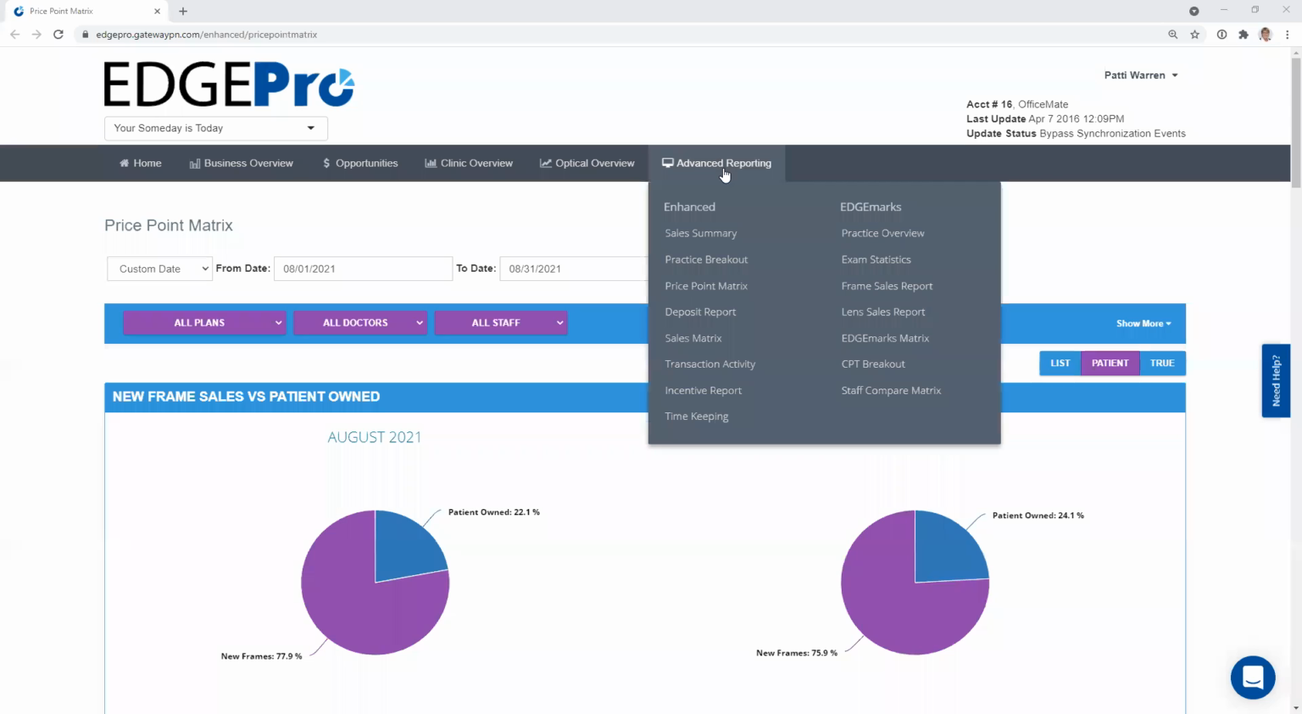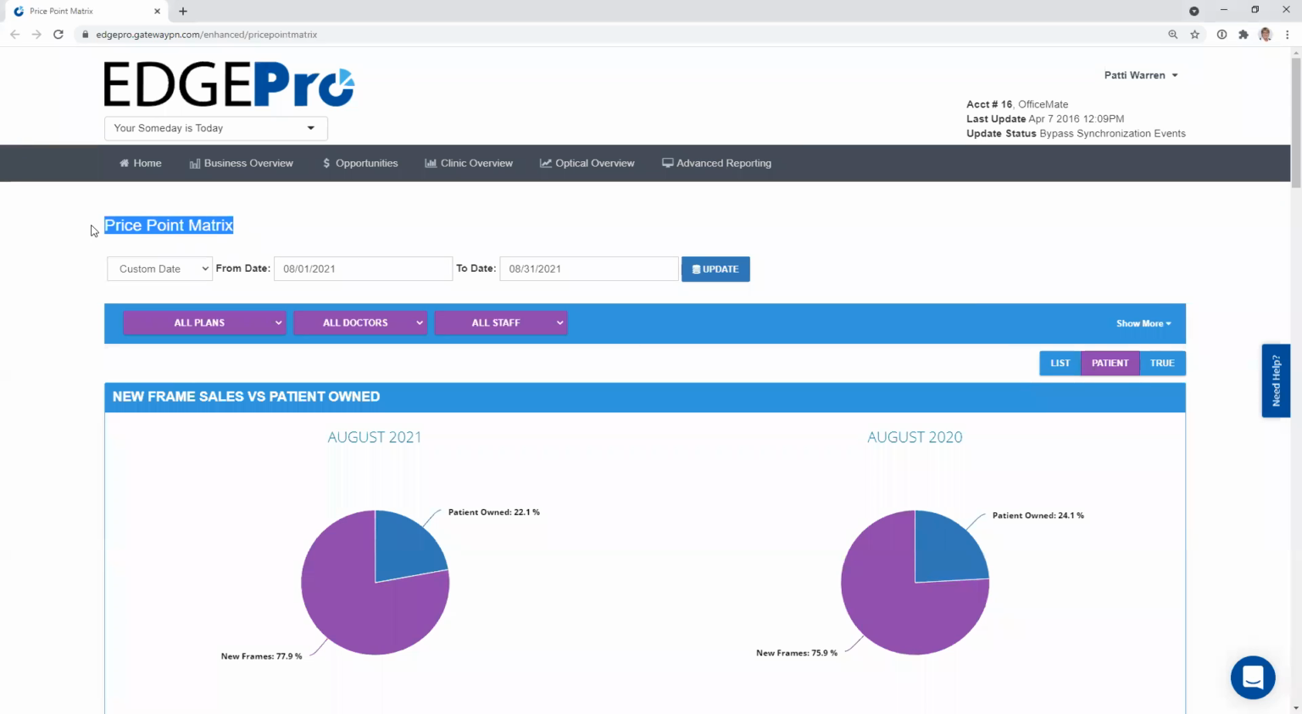Today, we're going to be talking about Advanced Reporting Price Point Matrix. The Price Point Matrix page is all about your patient's spending habits. So it's a good page to come into and look at. We want to know, are our patients spending more or less money? We want to look at this one at least once a month to really get a feel of where we're at, going throughout the month.